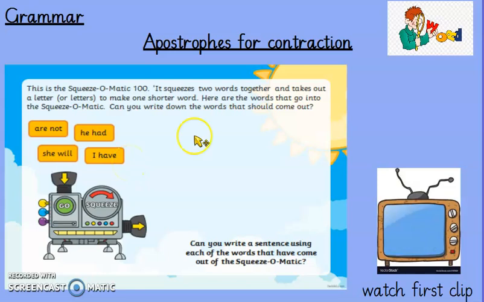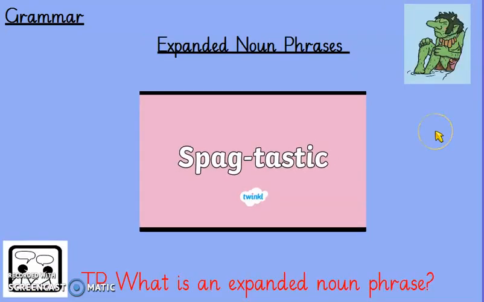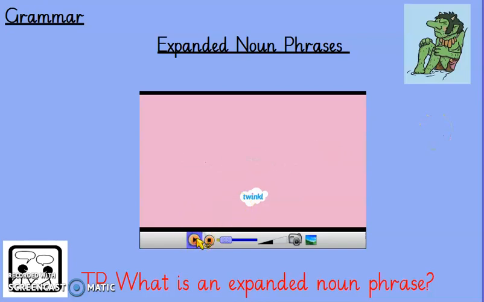You can just discuss those with your adult. Okay. So moving on to expanded noun phrases. We did some work on these in the autumn term. An expanded noun phrase is usually describing a noun in much more detail. So you're using adjectives, which are describing words, okay?